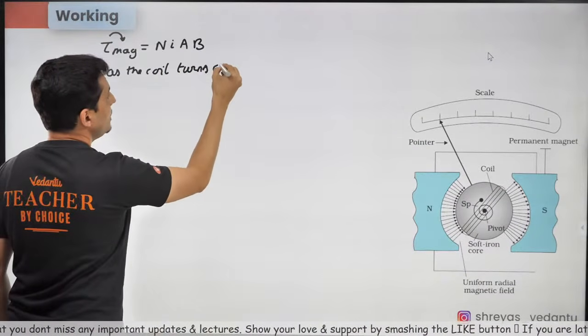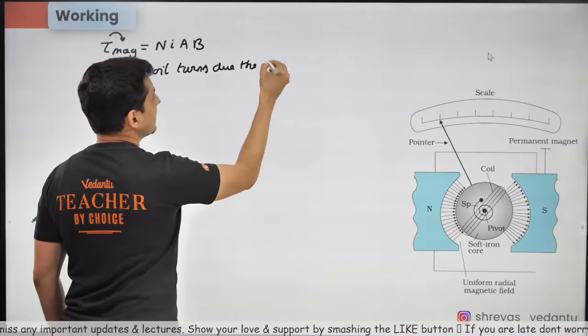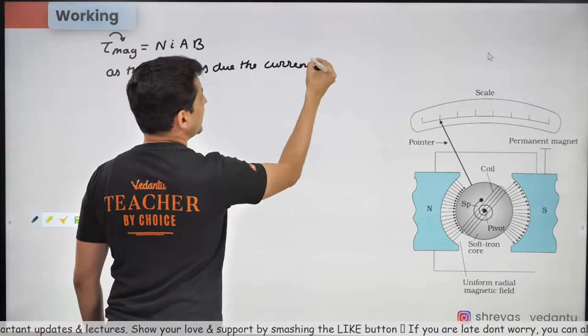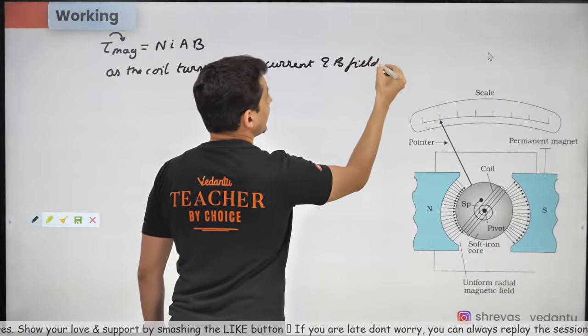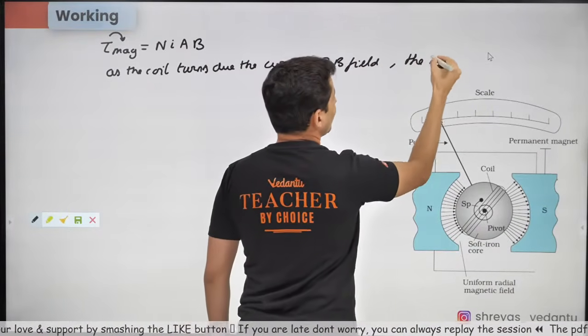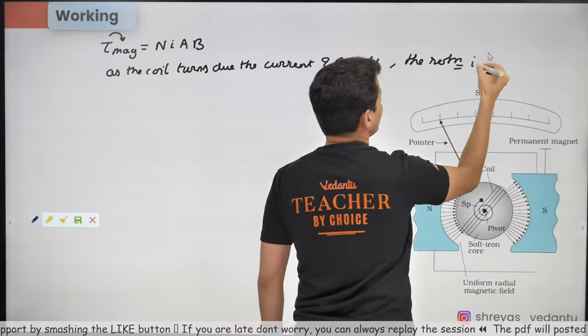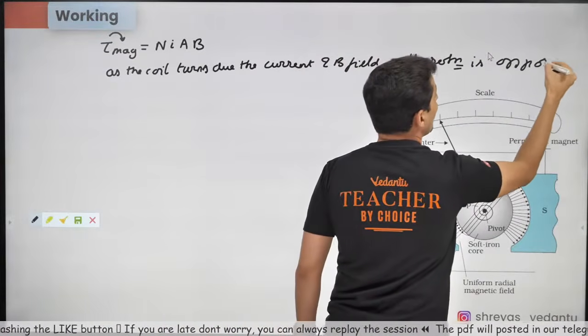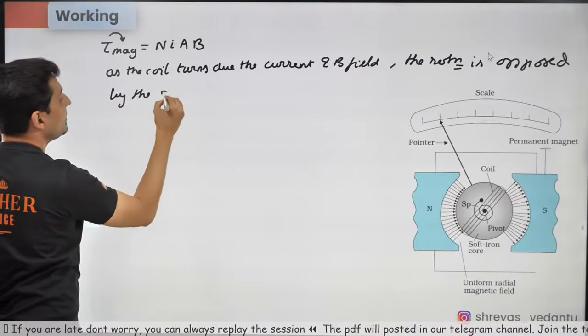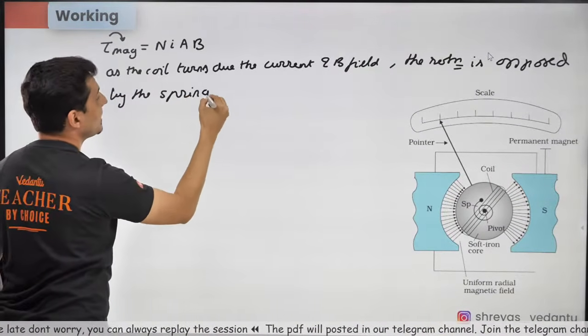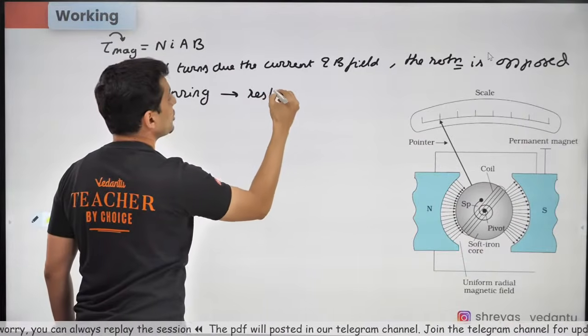So as the coil turns due to the current and B field, that rotation is opposed. Who is it opposed by? It's opposed by the spring over there. So that spring will create a restoring torque.